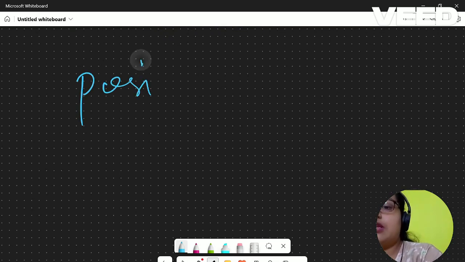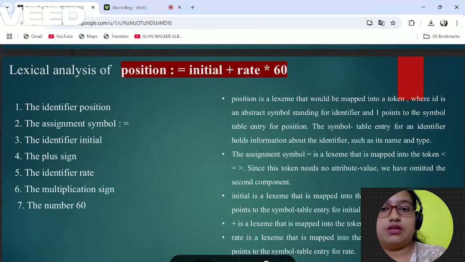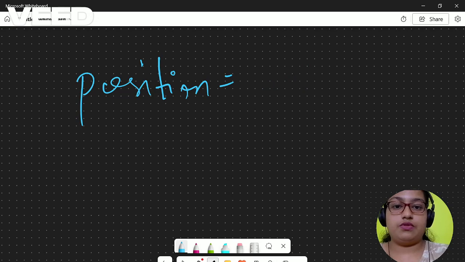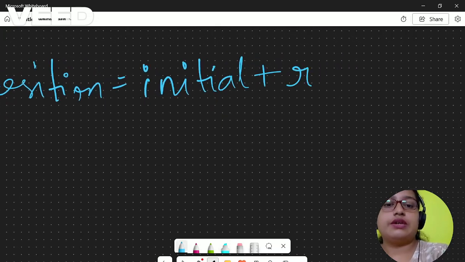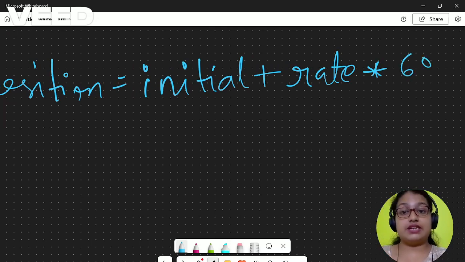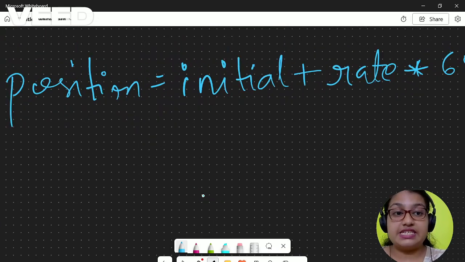Suppose the equation is position equal to initial plus rate into 60. So how can we write it? That is, the lexical analyzer is reading it, scanning it. So how can we write it in that context?